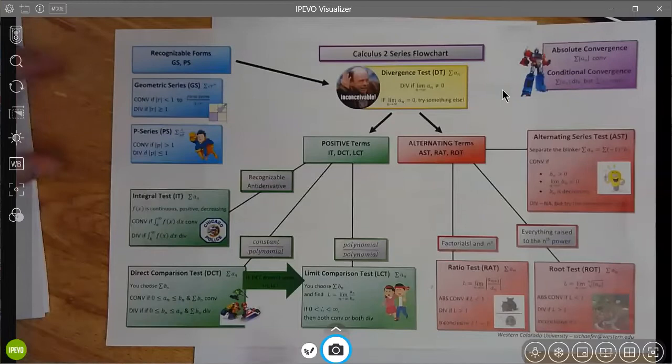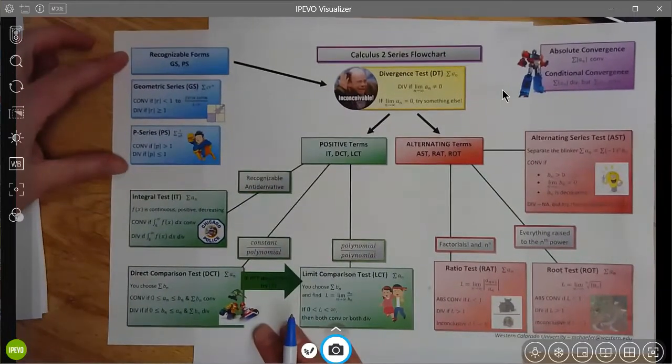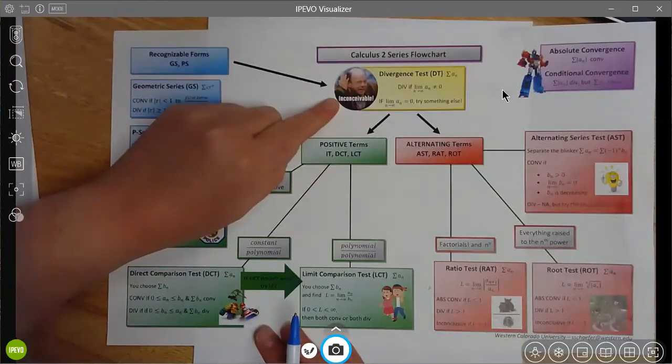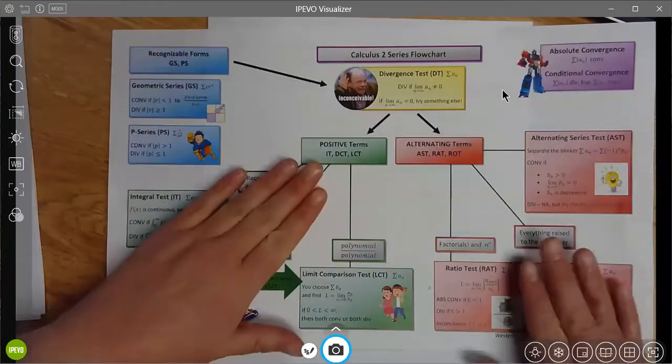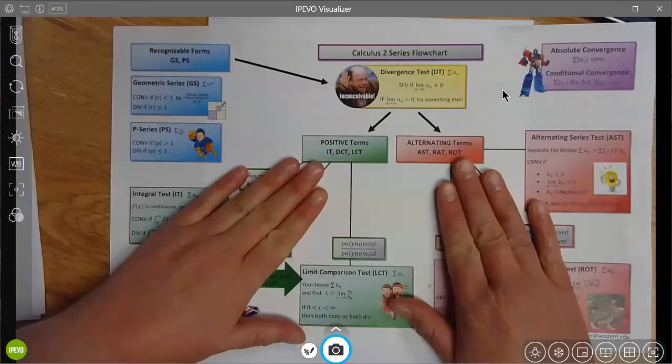So our first step on the flow chart is, do we have a recognizable form, a geometric series or a p-series? If not, we want to apply the divergence test. To do that, we're going to take the limit as n goes to infinity. If it's not equal to 0, then we're done, our series diverges. However, most of the time it will be equal to 0, and so the next step is to decide, do I have positive terms or alternating terms?